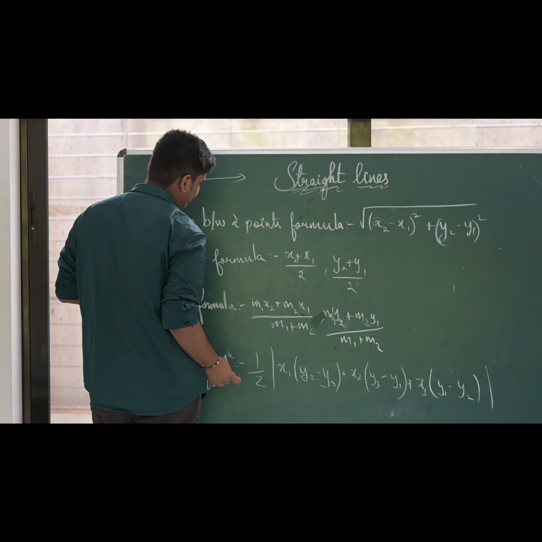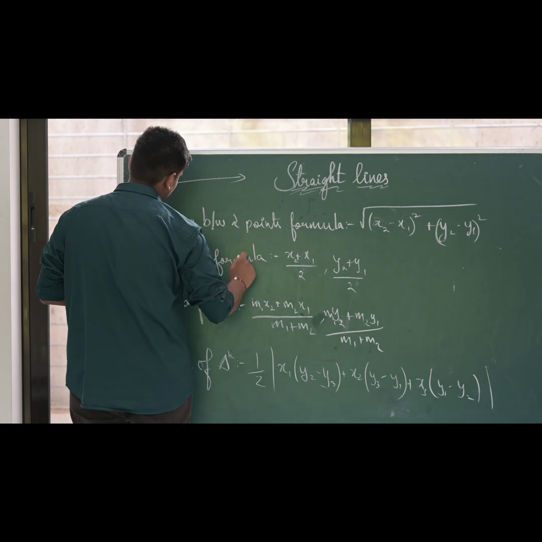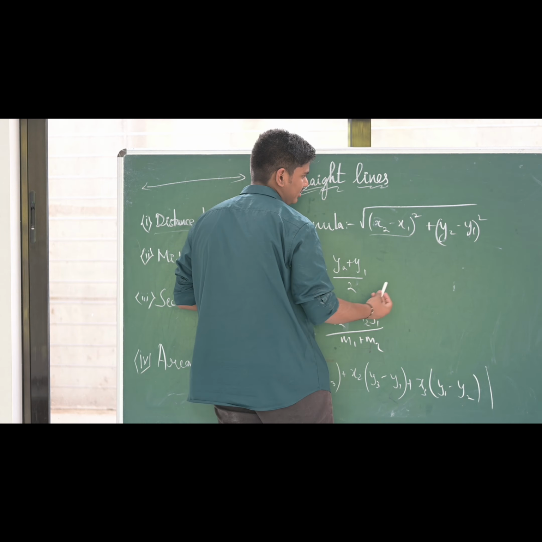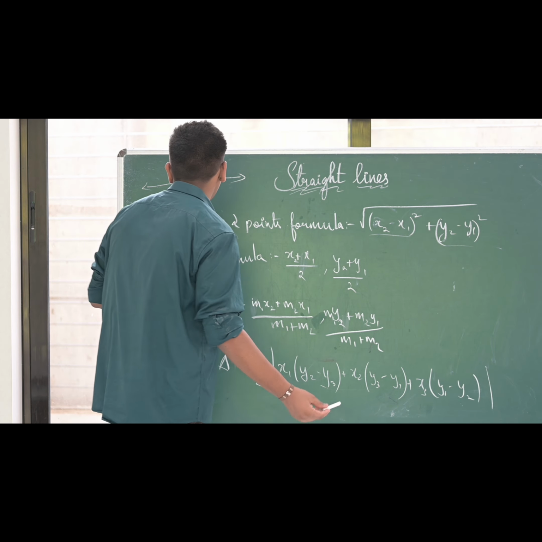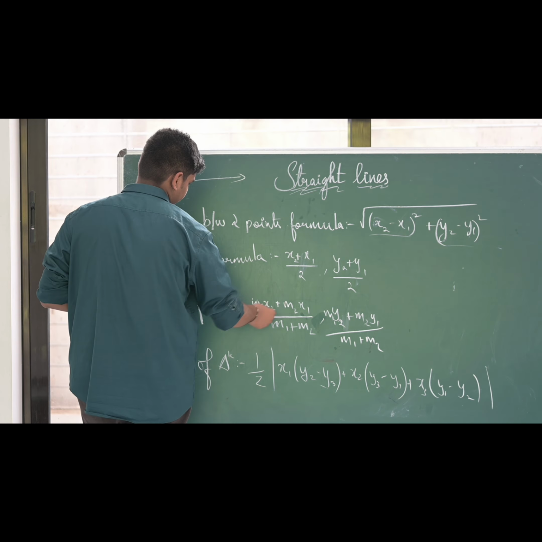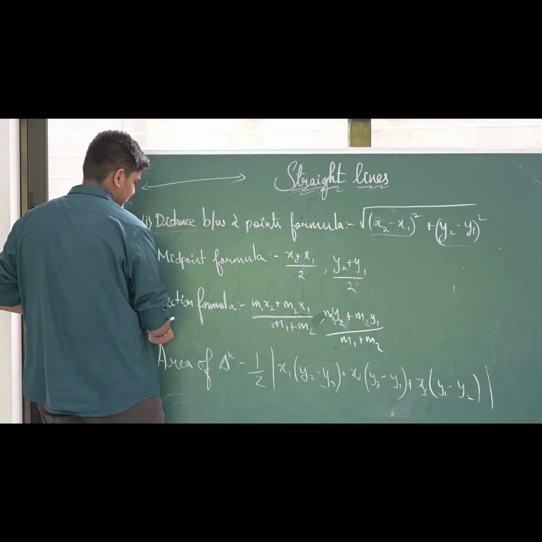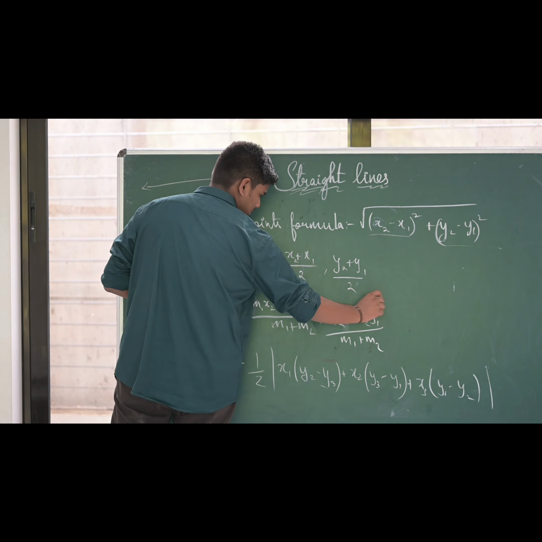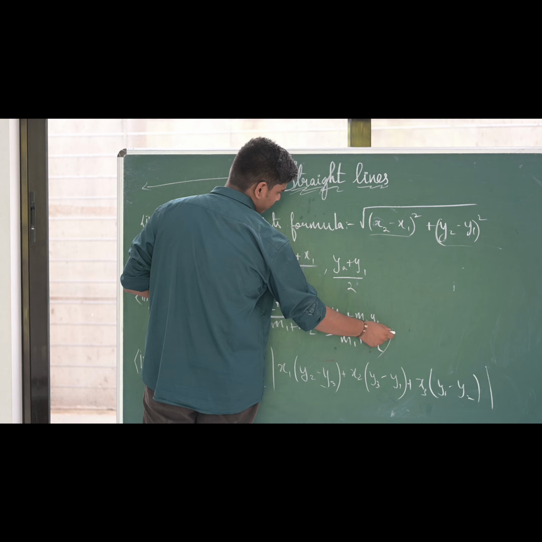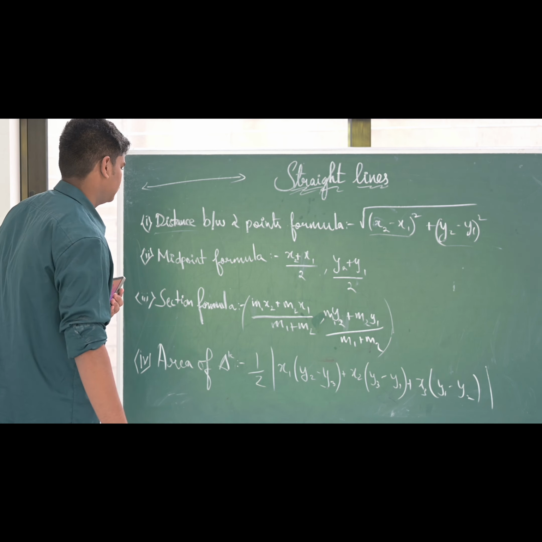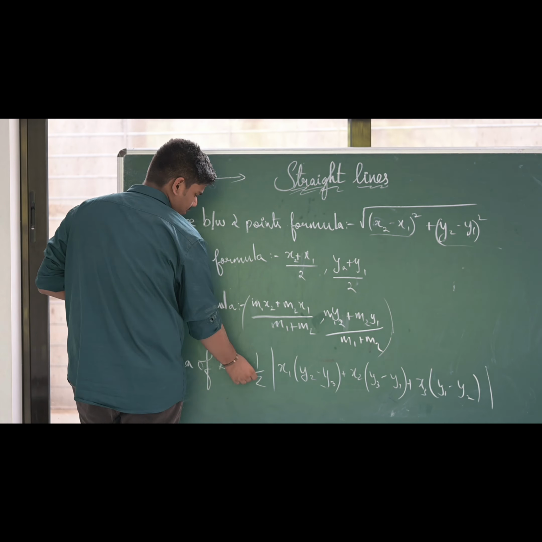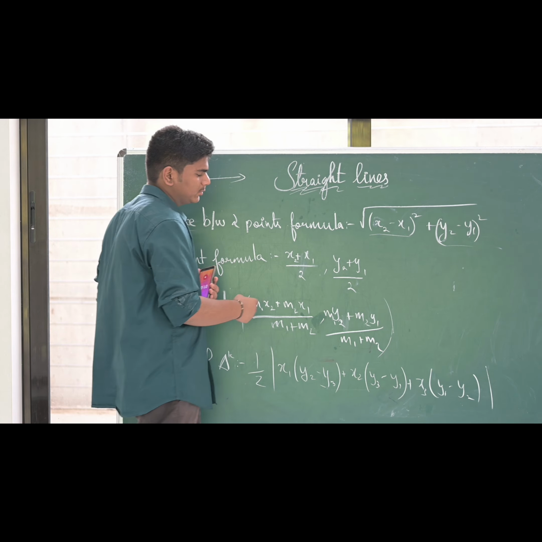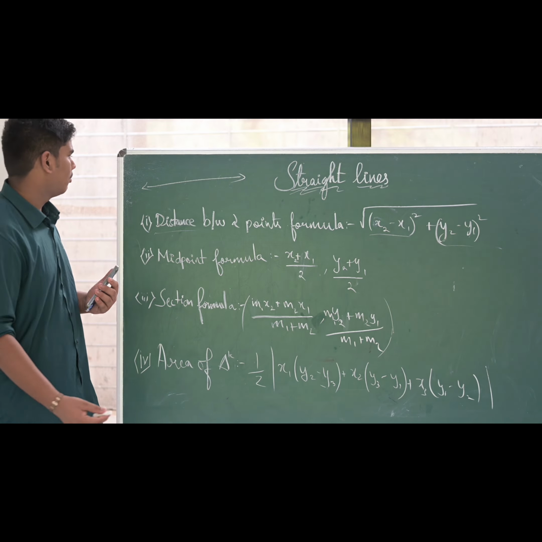Let's revise what we have learned already. Distance between 2 points formula: root of (x2 minus x1) whole square plus (y2 minus y1) whole square. Midpoint formula: (x2 plus x1) by 2, (y2 plus y1) by 2. Section formula: (m1 x2 plus m2 x1) by (m1 plus m2), (m1 y2 plus m2 y1) by (m1 plus m2). Area of triangle is equal to 1 by 2 modulus of x1 (y2 minus y3) plus x2 (y3 minus y1) plus x3 (y1 minus y2) modulus.